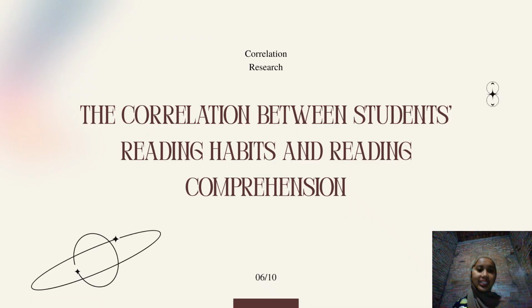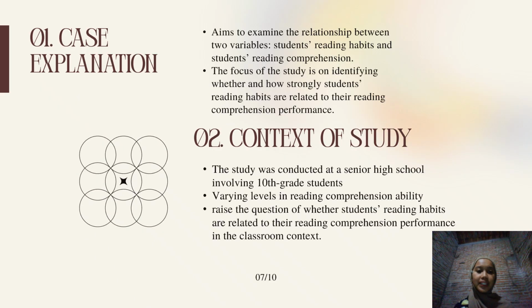And then next, we go to the correlation research. We study the correlation between students' reading habits and reading comprehension. This study aims to examine the relationship between two variables, which are students' reading habits and students' reading comprehension. We conducted this study at a senior high school involving 10th grade students.